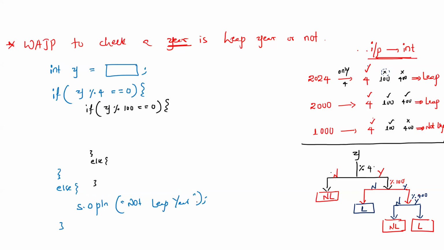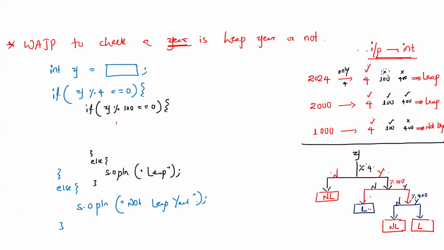Yeah, this is where we are. 4 is yes, 100 is no. What's the conclusion? This is the trickiness, that's all. This is the only tricky point in this. It's a leap year. Then 4 is done, 100 is also done. What's the next number to be checked? 400. So again, inside if, one more if we are writing.